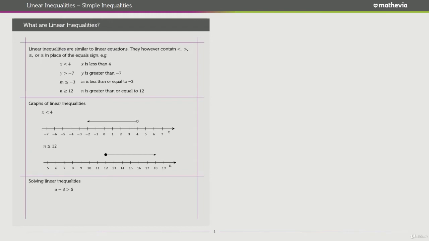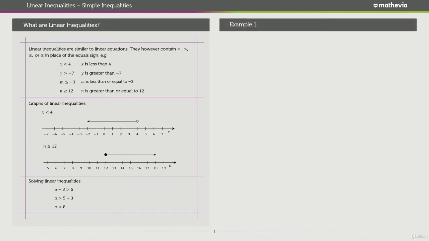So we have a minus 3 is greater than 5, and we just move minus 3 over to the right, it becomes plus 3, and we have a is greater than 5 plus 3, so a is greater than 8. Very simple. So solving linear inequalities is no different from solving linear equations. There's one small difference though, we'll find that out later. Let's solve a few examples now.